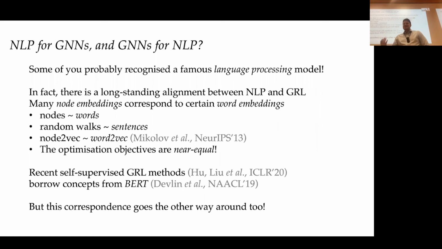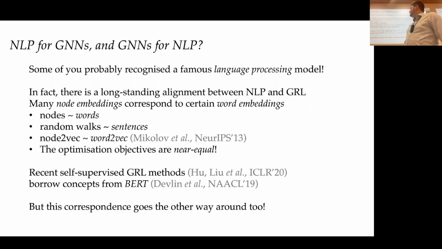In fact, this is one indication of a long-standing alignment between NLP and graph representation learning, because many old school node embedding methods, which is what we used to use before graph neural networks became popular, corresponded very closely to word embedding techniques. In fact, if you do this kind of correspondence, nodes to words, random walks to sentences, you end up with node2vec, which is basically the same thing as word2vec, same optimization objective, just the data is different. Yeah. And this carries on to this day. Very recent self-supervised methods for graph representation learning are quite commonly borrowing concepts from methods like BERT. I'm not going to say which model is based on BERT. It's BERT.